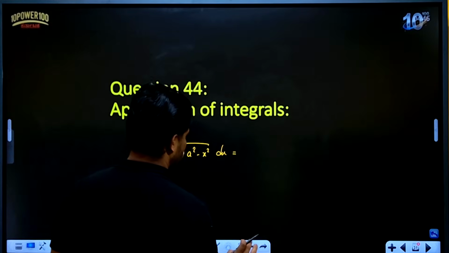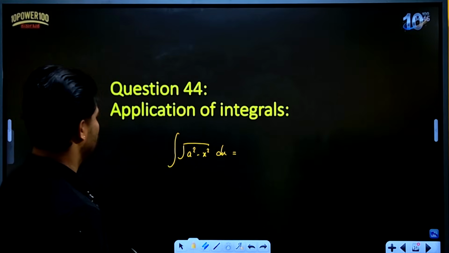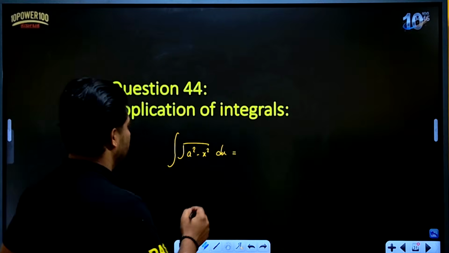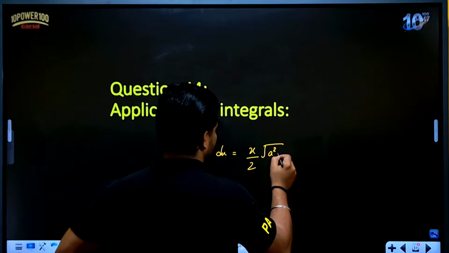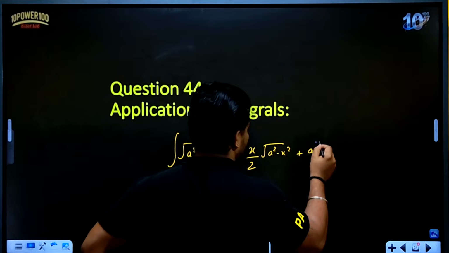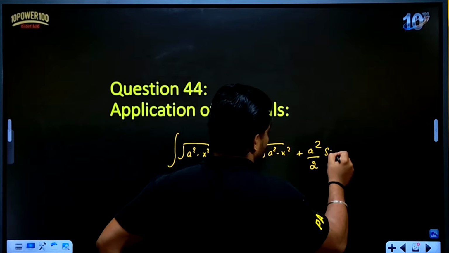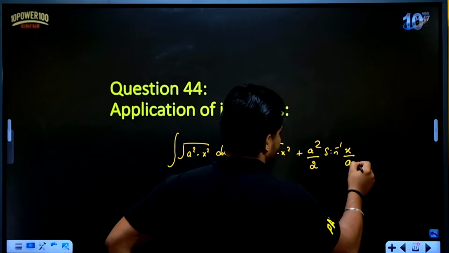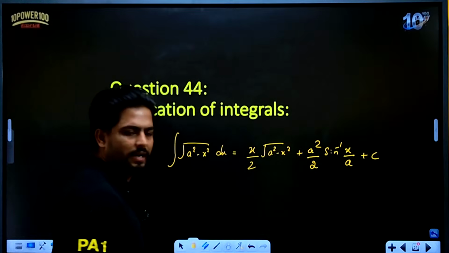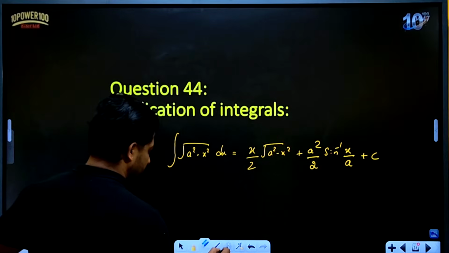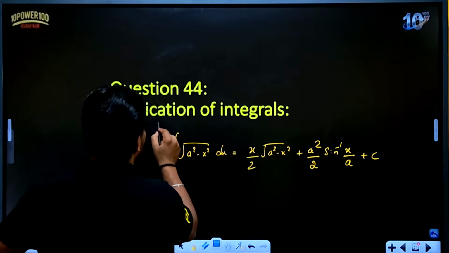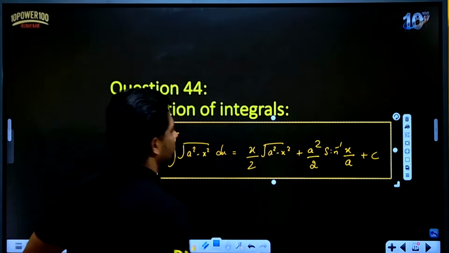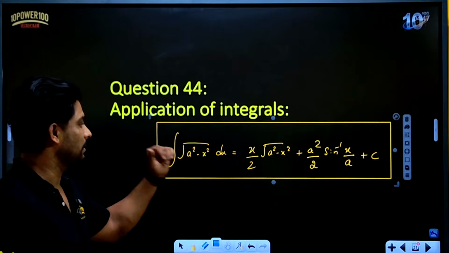What is the integration of root of a square minus x square? It is x by 2 root of a square minus x square plus a square by 2 sine inverse of x by a plus c. So this is the formula, right? So this is important for us. This is one formula that we will be using multiple times in this concept.